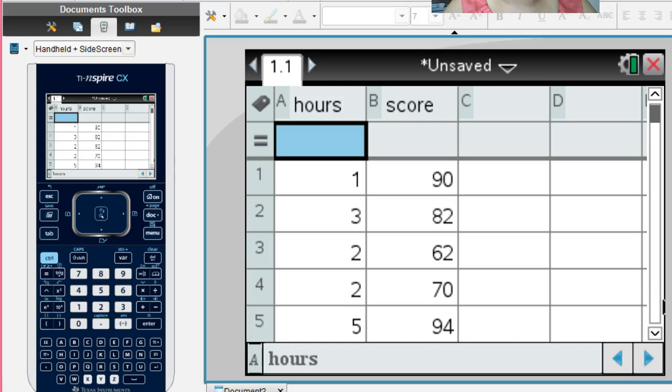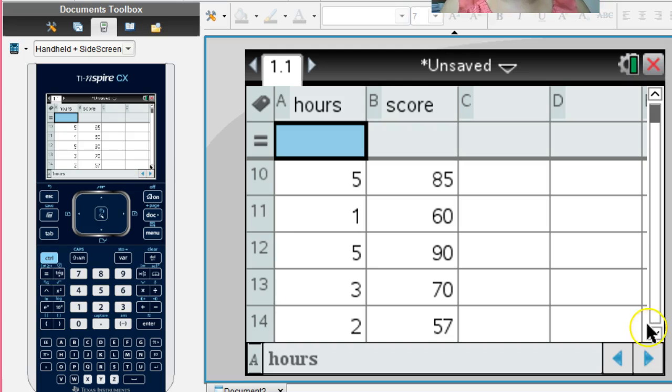So I wanted to show you how we could use the Inspire to determine the best fit line as well as the correlation coefficient. I'm not going to show you how to do these calculations by hand when we have the Inspire to do that for us. So here we have some data, the relationship between the number of hours a student studies and the score they received on an exam. And we have actually 15 data points.